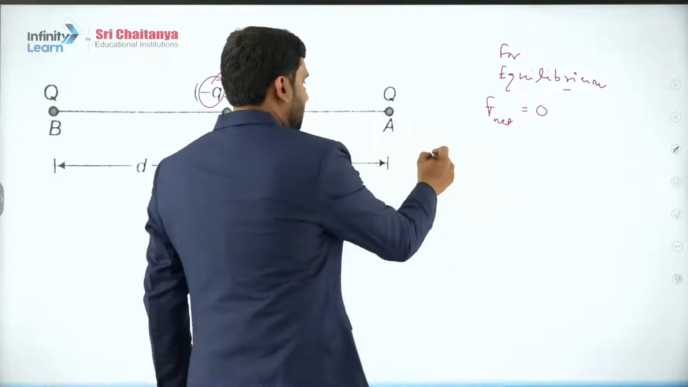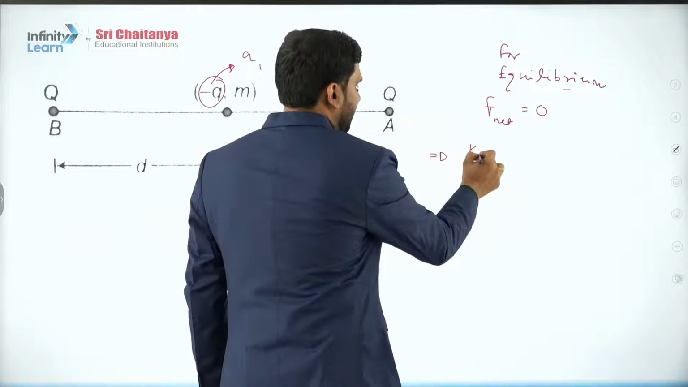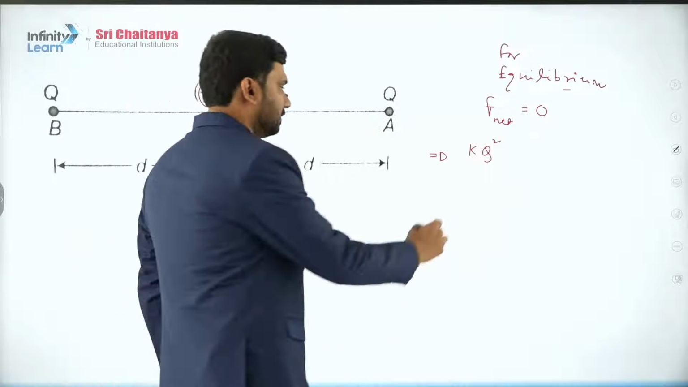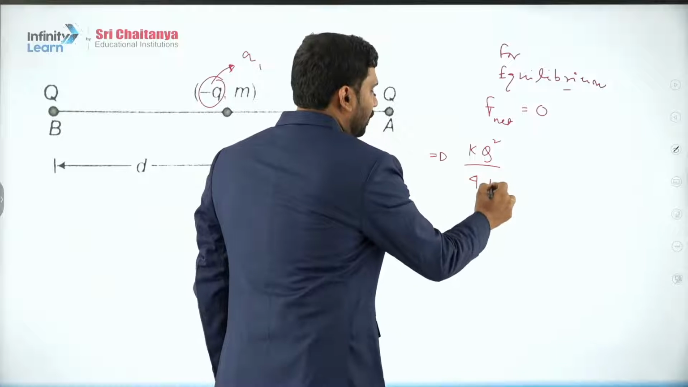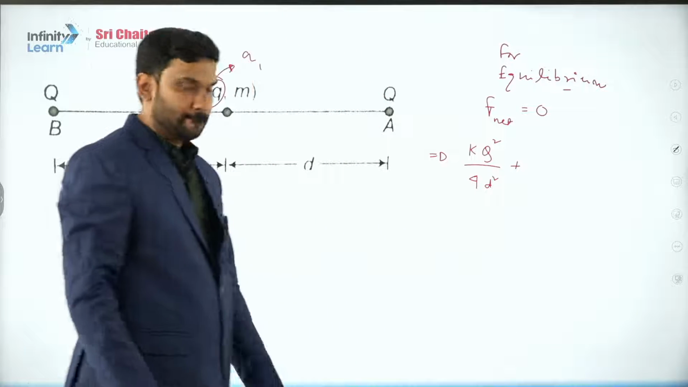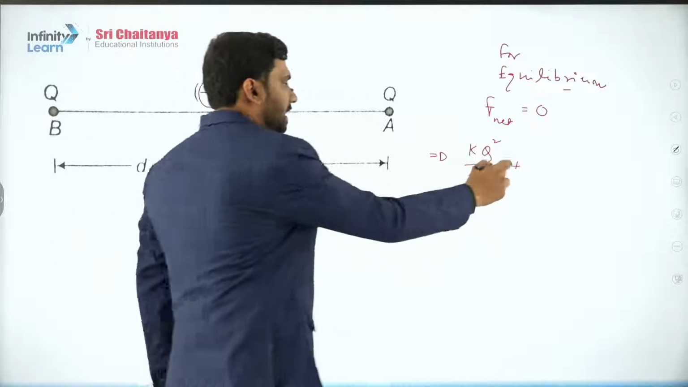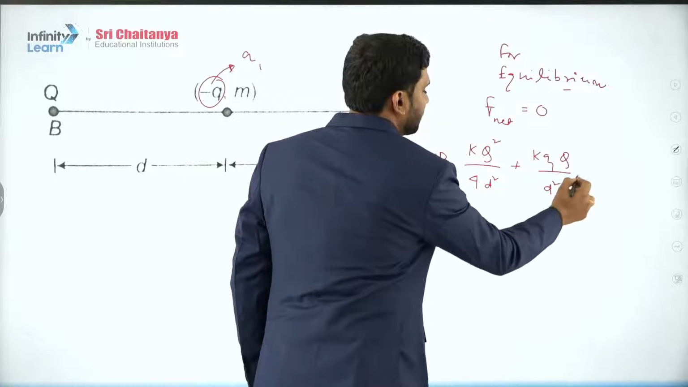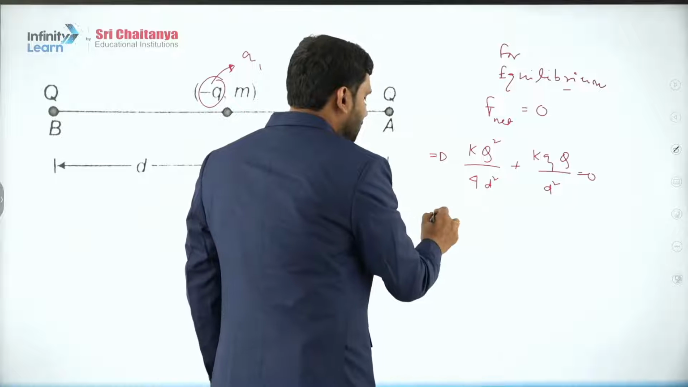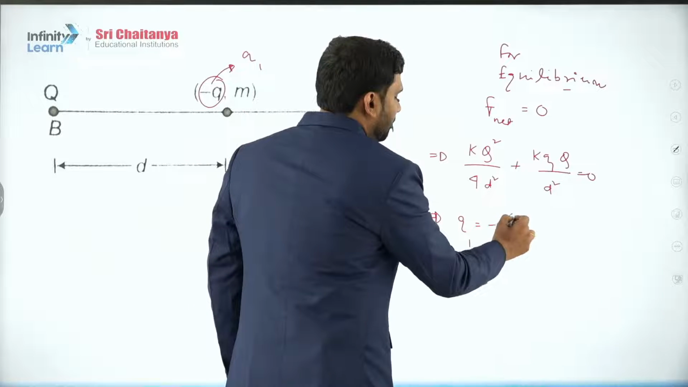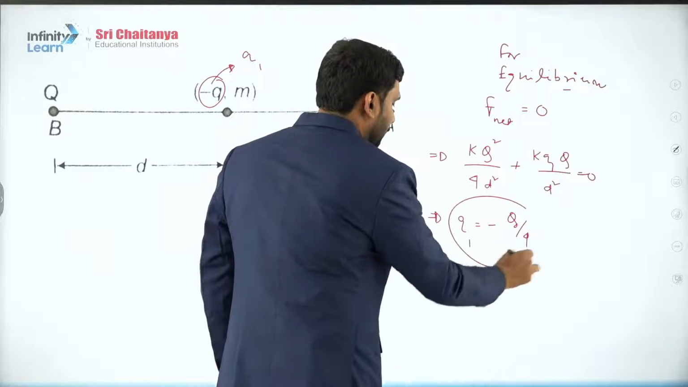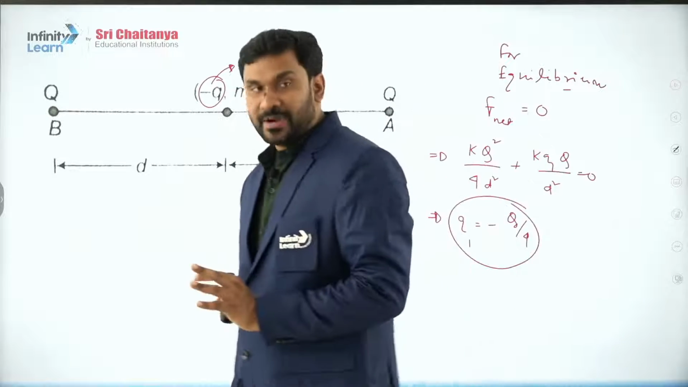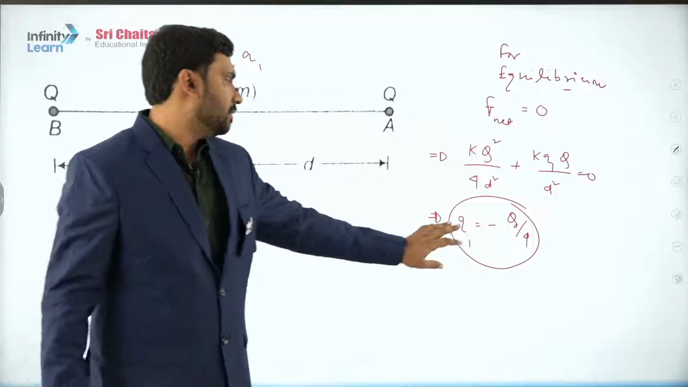So that means I will write k capital Q square, k capital Q square by 4d square plus, correct, this is the force, and between them k small q1 capital Q divided by d square is equal to 0, and I know the answer, q1 will be equal to minus of Q by 4. मिल गया.